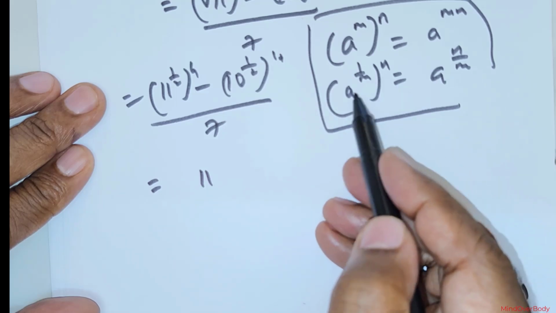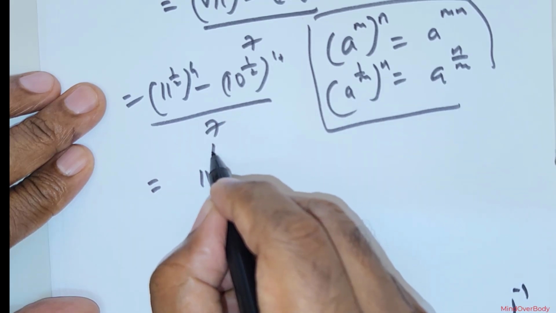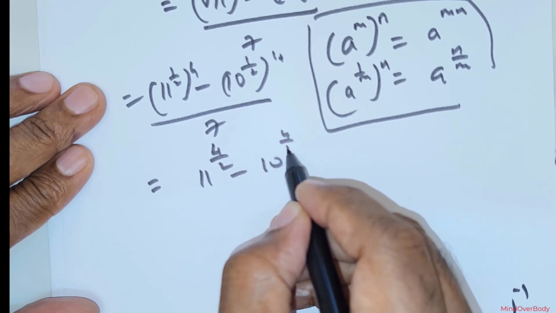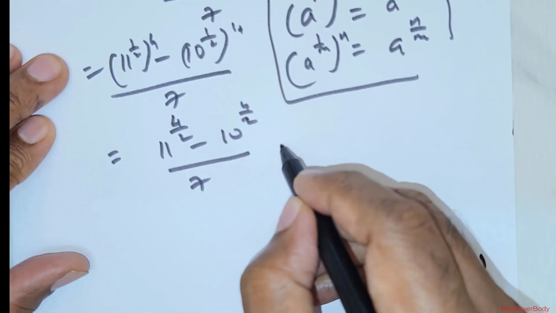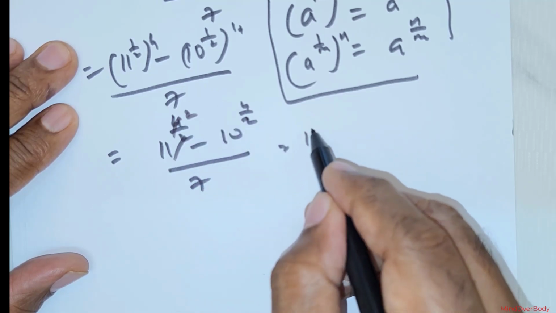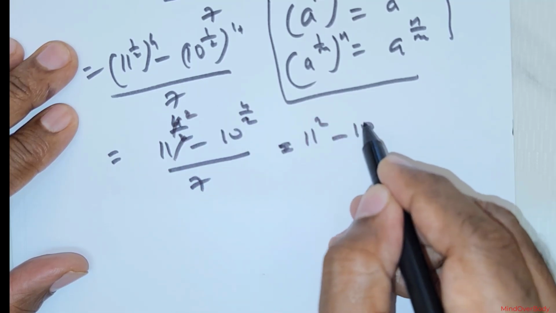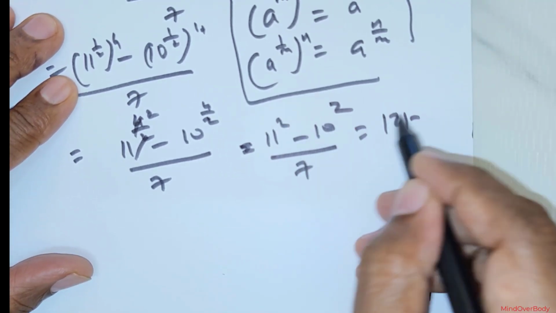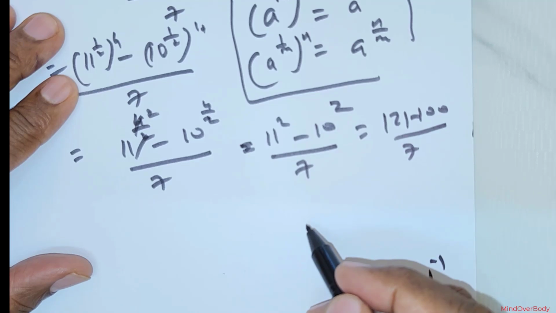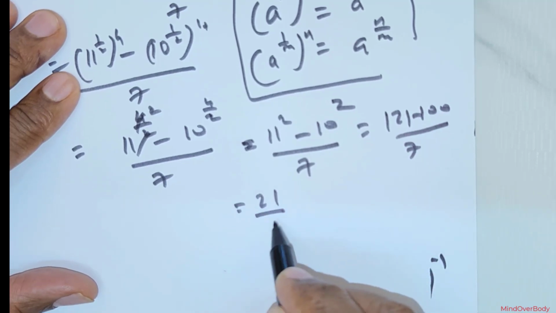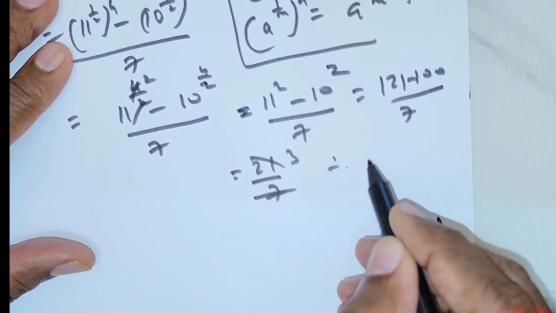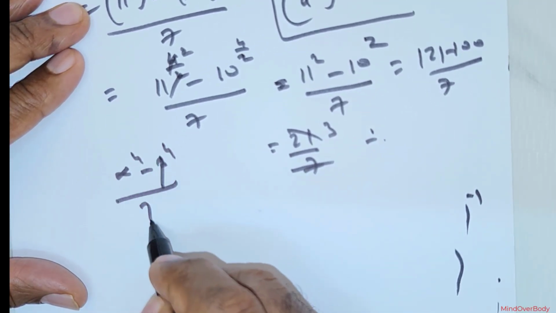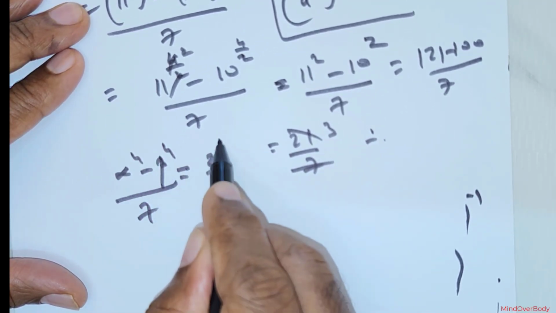This is nothing but, by this law, 11 raised to the power of 4 over 2 negative 10 raised to the power of 4 over 2 divided by 7. Now 2 divides here 2 times, so 11 raised to the power of 2 negative 10 raised to the power of 2 divided by 7. This is 121, this is 100, this is 7. So you get 21 divided by 7, 7 divides here 3 times. Therefore alpha raised to the power of 4 negative beta raised to the power of 4 divided by 7 is equal to 3.